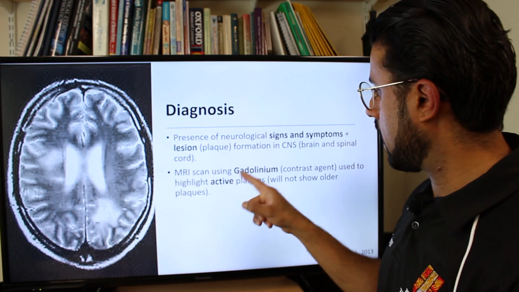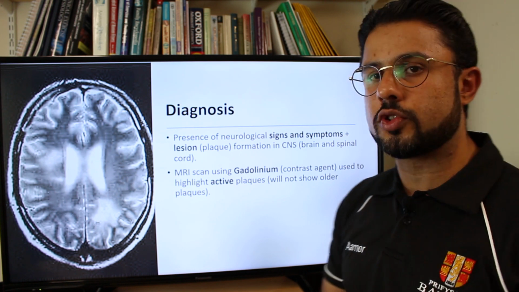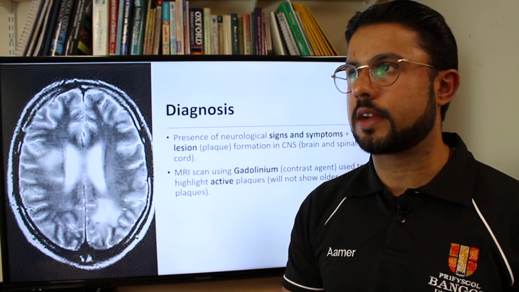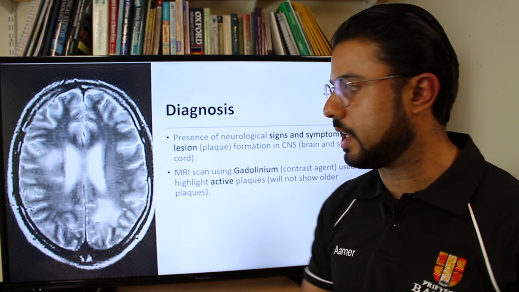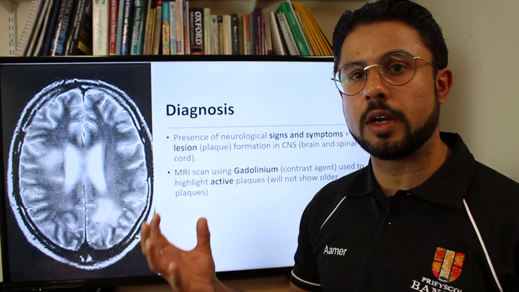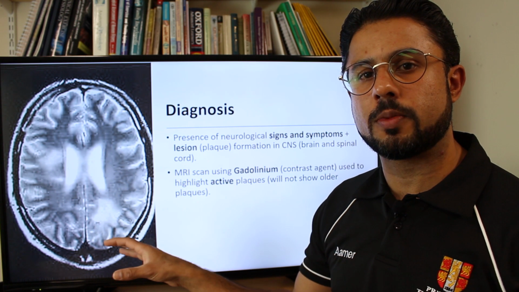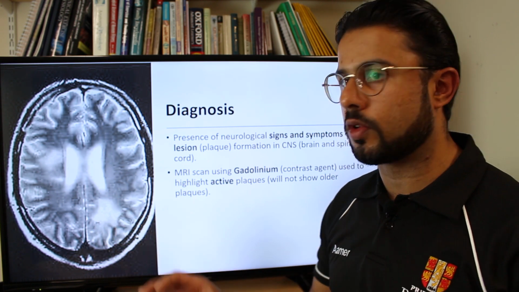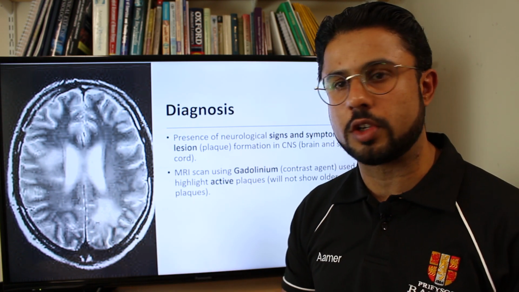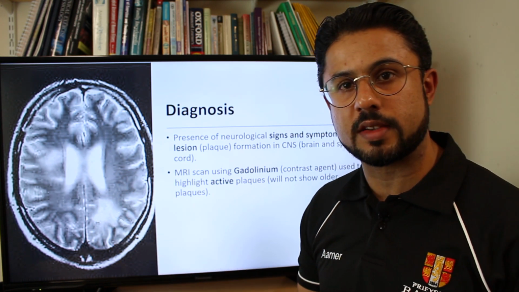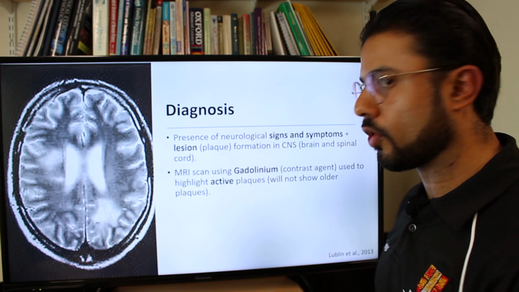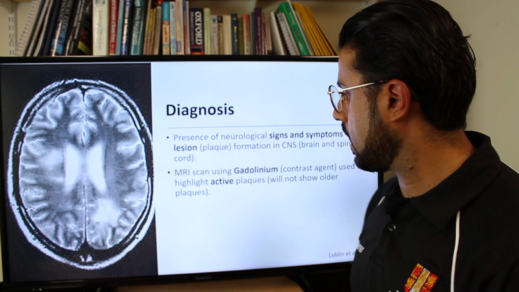The good thing with MRI scanning is that it doesn't show old plaques, so any plaques that are older than 3 months may not show, so it only shows active lesions. An MRI scan might also show black patches as well. Now, black patches represent neurons which have died, they've ceased to function, and you'll see a black patch within the MRI scan. Okay, so gadolinium is the contrast agent used along with an MRI scan.